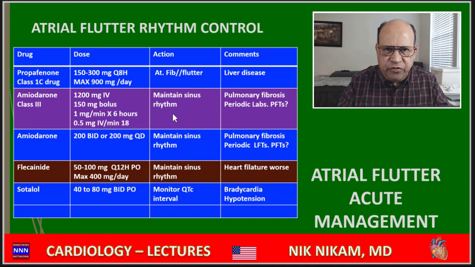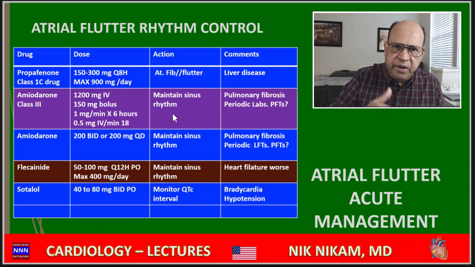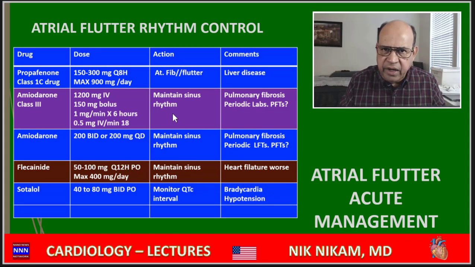The clearance of amiodarone is very slow. It can stay in the system for 2 to 4 weeks in the body. So it takes a longer time to build the serum level to maintain an antiarrhythmic effect. The main side effect of amiodarone is pulmonary fibrosis. So we need to constantly monitor lab tests. And when we start these patients on amiodarone, we need to have pulmonary function tests done at least once.